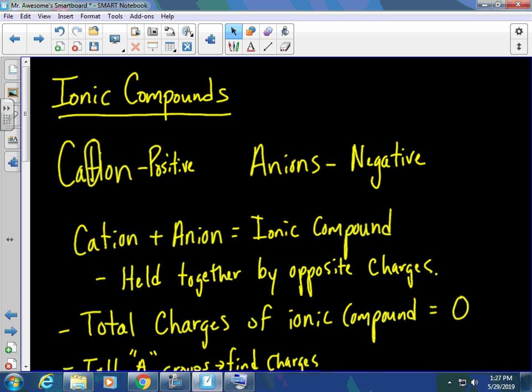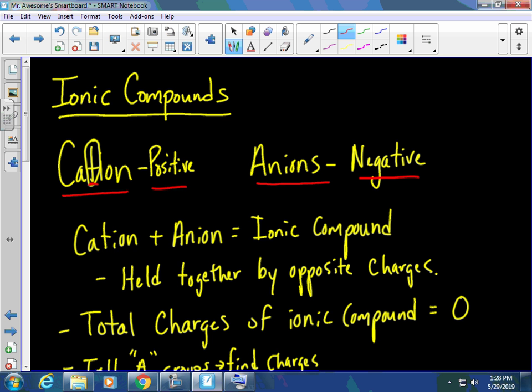We call it a cation if it's positive. We call it an anion if it's negative. Okay, so cation if it's positive, anion if it's negative, if it has a negative charge. Easy way to remember the two is to think of the T in the middle of the word cation as a plus, and that'll help you remember that cations are the ones that are positive.